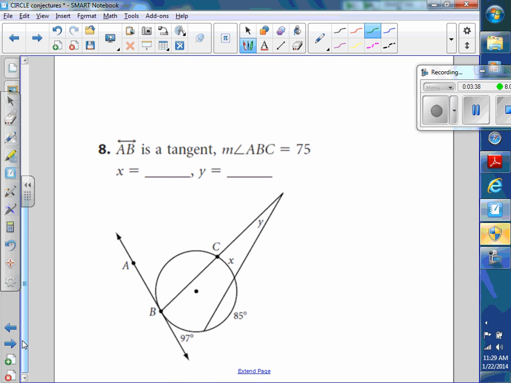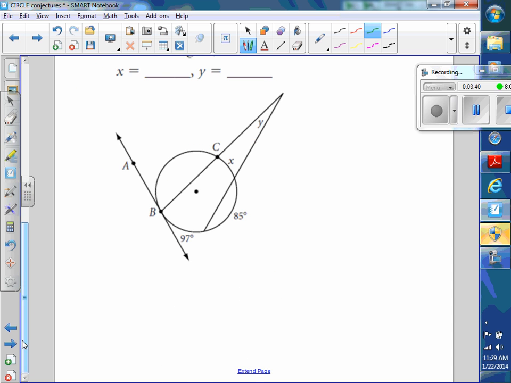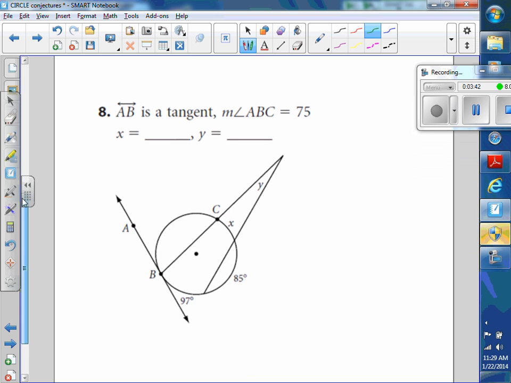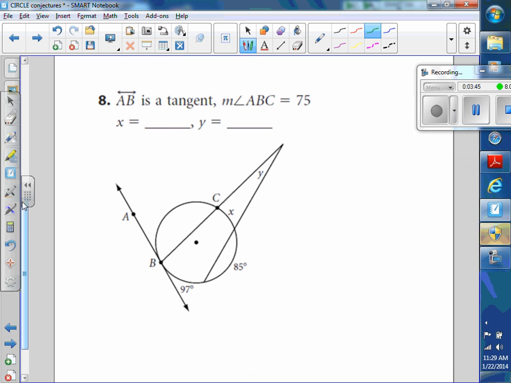This is problem 8. Same idea. You have some given information. AB is a tangent, so right away we know we have a right angle here. Maybe that'll be useful. Oh no, it's not. I messed it up. I was thinking that was a radius. AB is a tangent, so ABC is 75. Oh, I didn't see that. It was given.